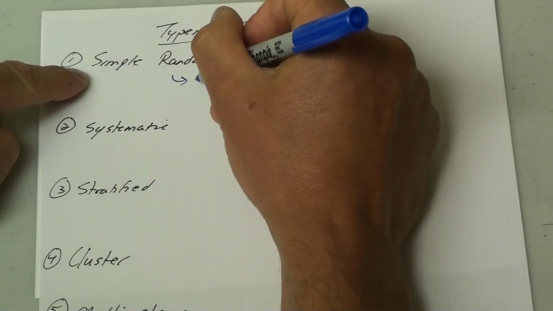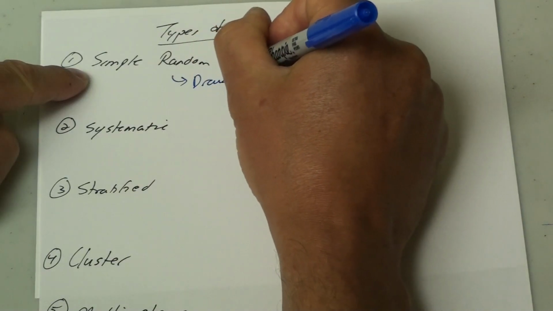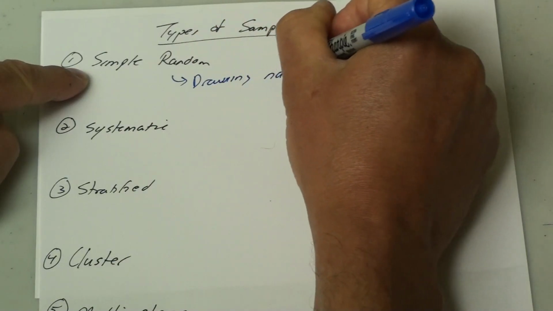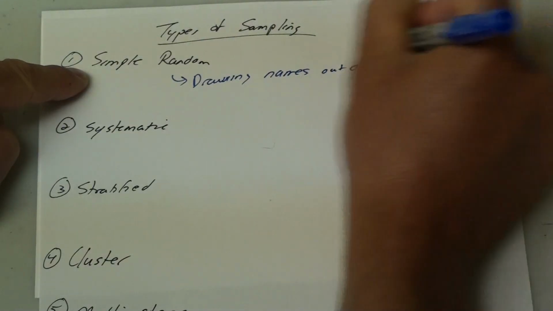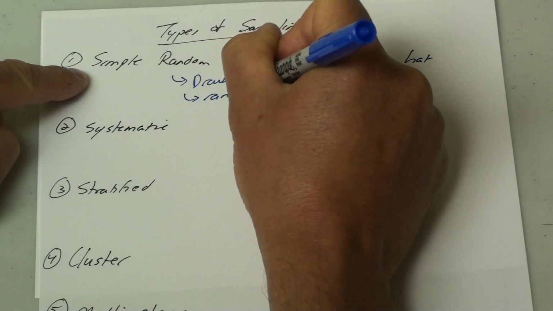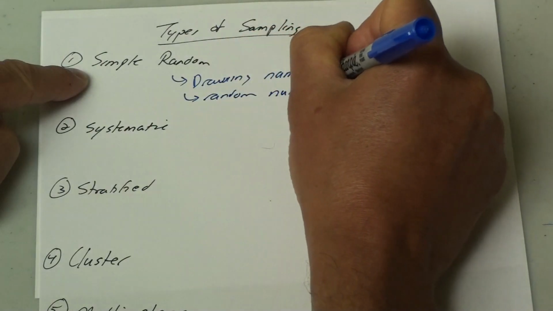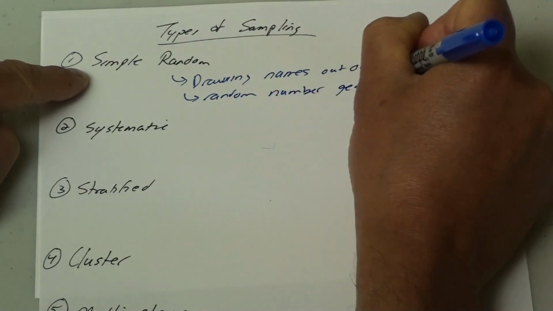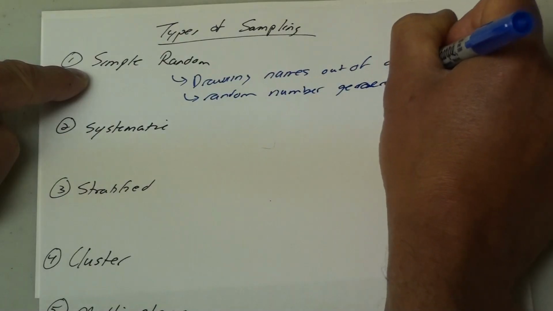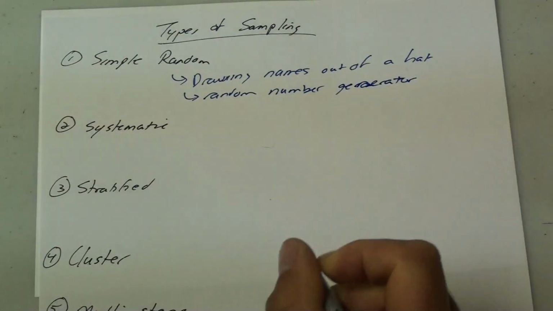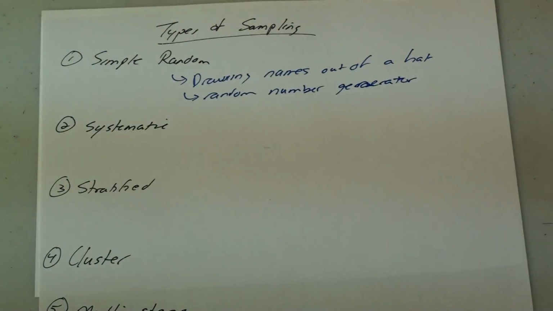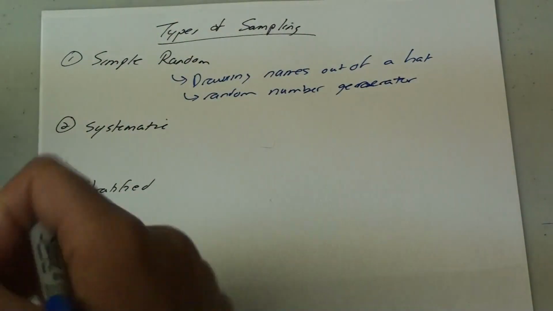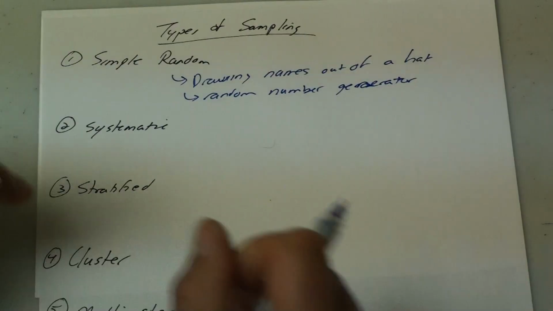So that's like drawing names out of a hat. We're using a random number generator to choose the numbers. Somehow it's just something randomly happening, drawing names or picking balls out of a hat or something like that to get who's in your sample.